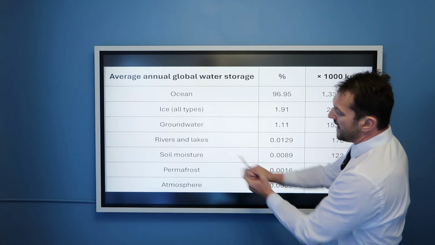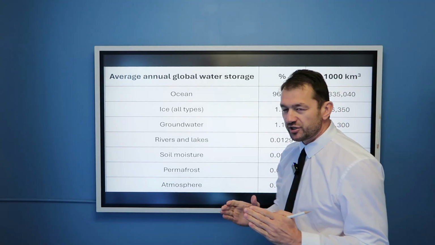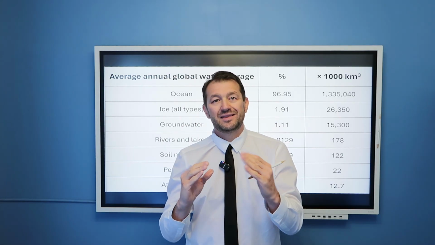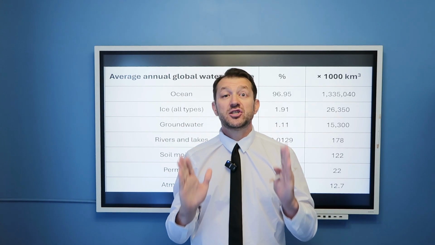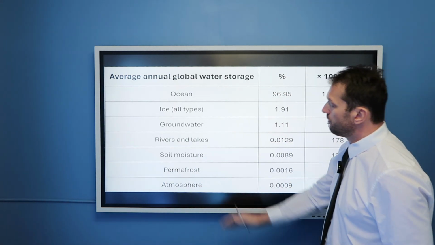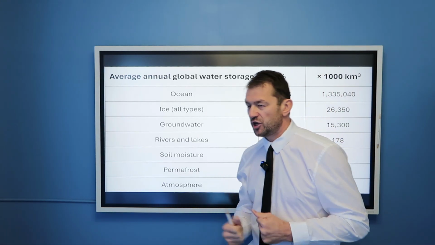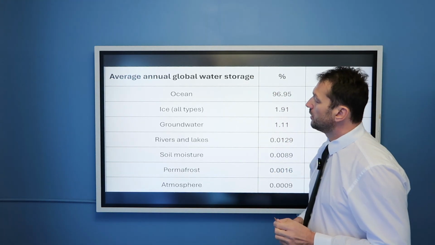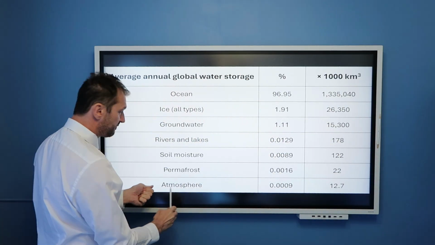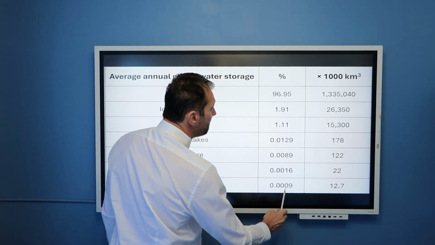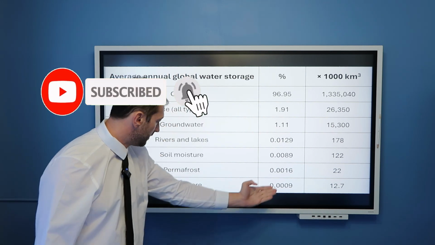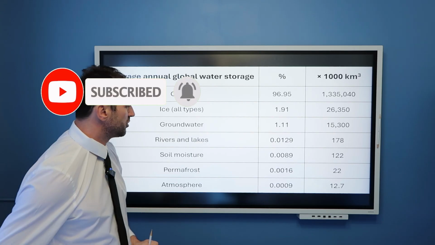What's the difference between ice and permafrost? Permafrost is ice stored in ground and stored in a way that it did not melt or evaporate for at least 2 years. So this is long-term storage of ice compared to this ice that is melting and changing forms on a time scale of less than 2 years. And now, importantly, the atmosphere contains a very, very small percentage, as you can see, of total water storage on this planet.